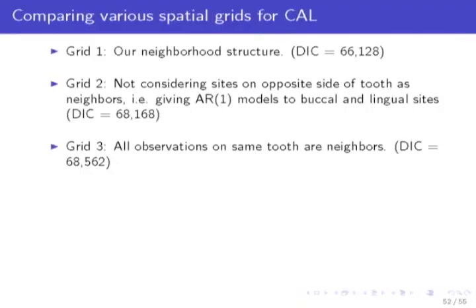the buccal side, the cheek side, or the tongue side, to be AR1. And I'm not considering any neighborhood, just AR1. This is your deviance information criterion for that. And when you consider all observations on the same tooth as neighbors, this is what you get as grid 3. We did not encounter any further questions; probably, in an applied way of thinking, it was sort of convincing to them that for this particular data set the spatial association structure that we're using can be convincing. But you can definitely argue that if you change this and include some more neighbors, what would happen?